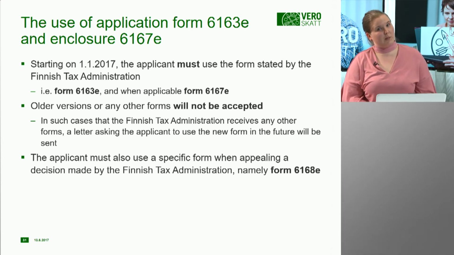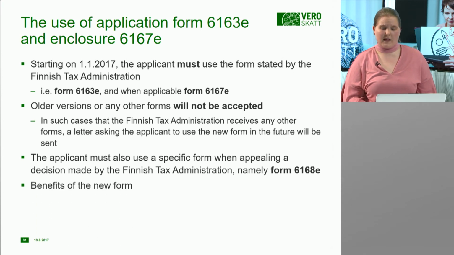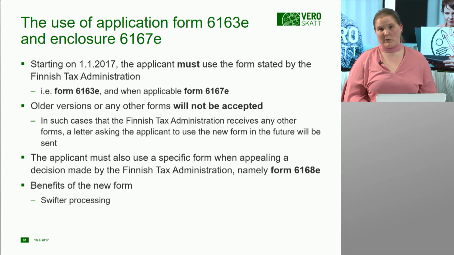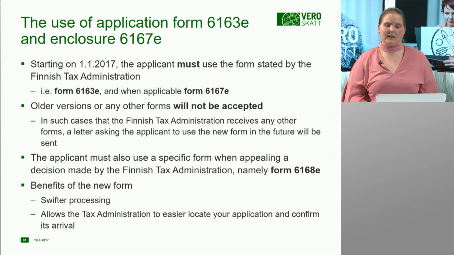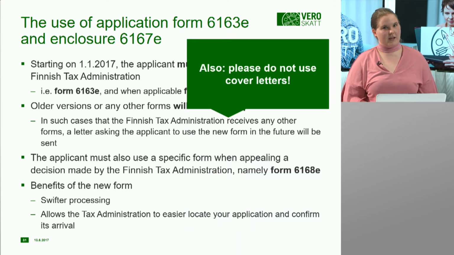Also, if you are sending an appeal, you will need to use a specific form. So that would be form 6168E. And again, I want to also stress the benefits of the new form. So it means swifter processing, and it allows for us to easier locate your application and confirm its arrival. So basically now we can just check on our computers whether we have received your application, whereas in the past we had to go through all of our papers to see if we have received that. And again, I want to stress, please do not use cover letters.